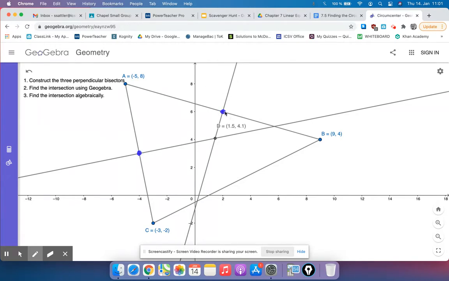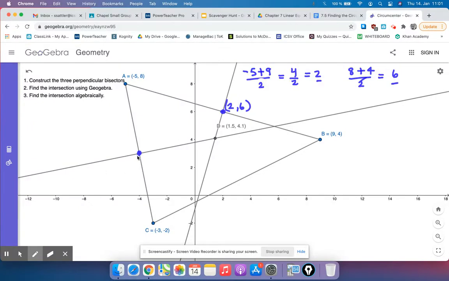Okay, so to find the midpoint of this side, we do the x coordinates of A plus B, divide by 2. So that would be 4 over 2, which is 2. Okay, and then we do the y coordinates. Add them up, divide by 2. So that's 12 over 2, which is 6. So the coordinates of this midpoint are 2 and 6.